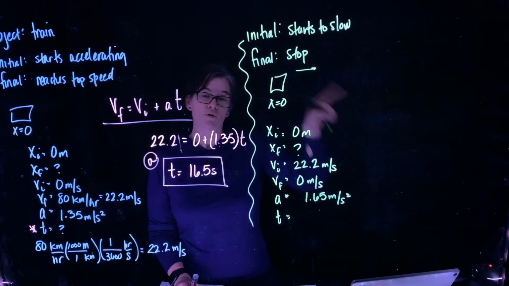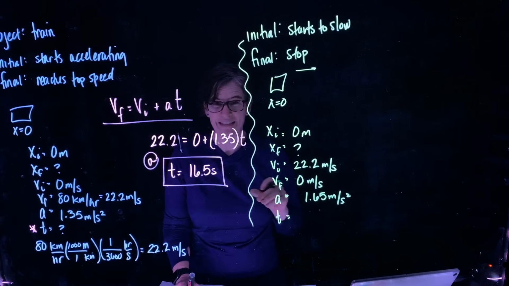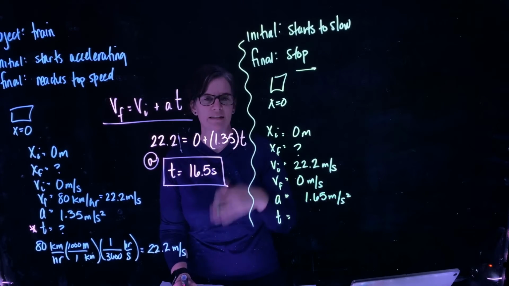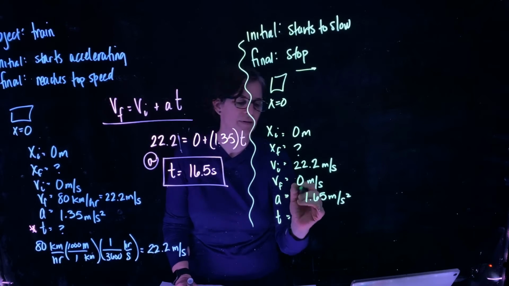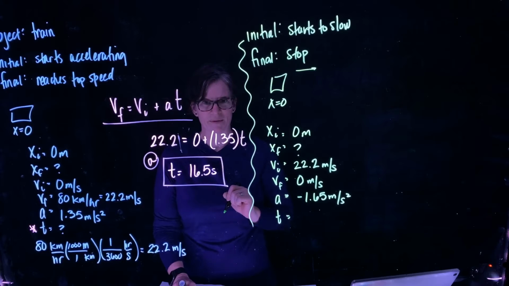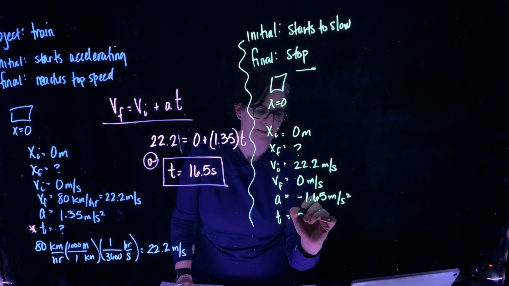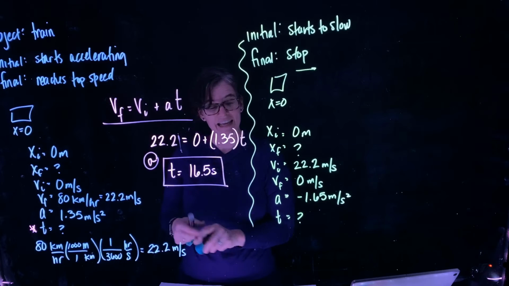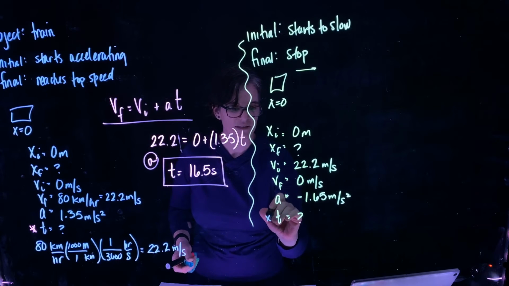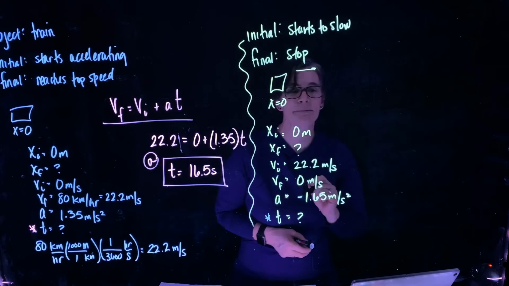Now, if it's moving to the right and slowing down, that means the direction of the motion and the direction of acceleration are opposite. Slowing down, they're opposite. So that acceleration must be negative. And we don't know the time. All right, so we're interested in how long it takes for that train to come to a stop. So we're interested in that time.